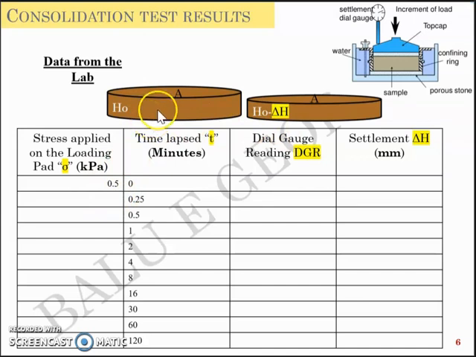It got squeezed or consolidated, where the water got expelled out and the solid particles came together in a more packed fashion, and now the height is H0 minus delta H, where delta H is the settlement. There will not be an increase in area because it's one-dimensional consolidation. The clay sample is restrained from expanding sideways.